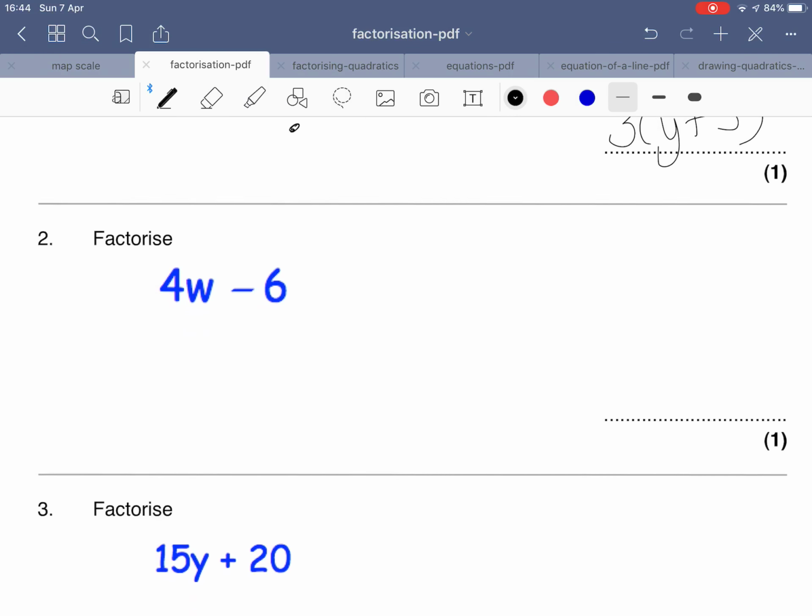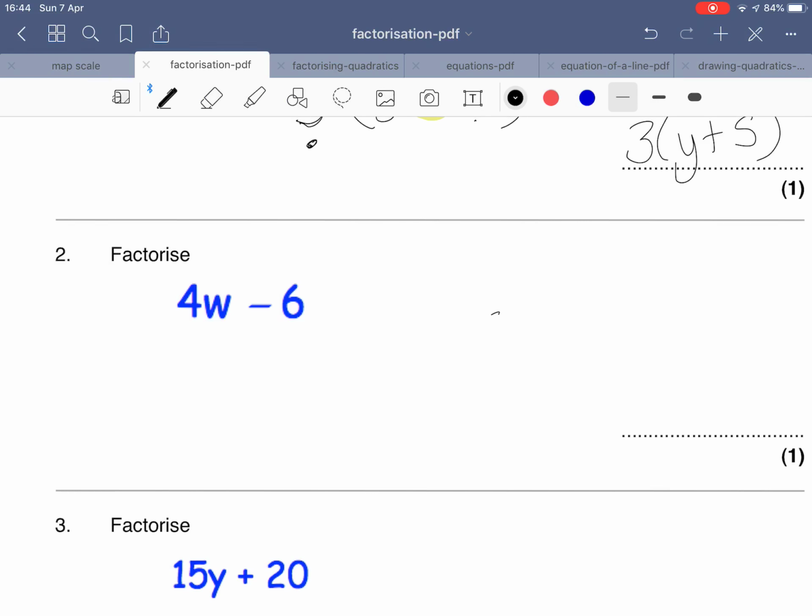Right, next one. I need my brackets to start. So I need to know what comes on the outside now. What goes into 4w and 6? I know there's no w in both of them, so it's definitely not a w on the outside. But 2 does go into 4 and 6. We need the highest number, remember. So now I need 2 times what gives me 4w. Well, 2 times 2 gives me 4, and I need that w there. So 2 times 2w gives me 4w.